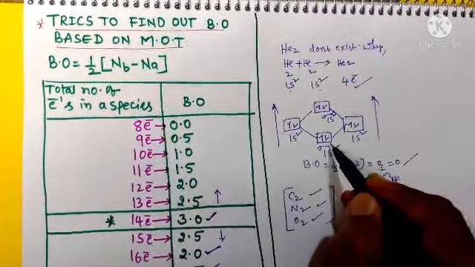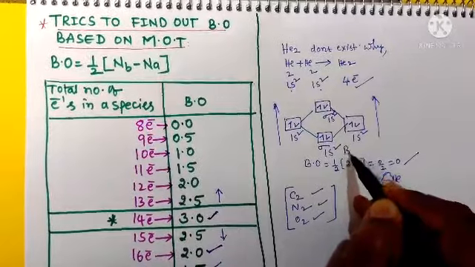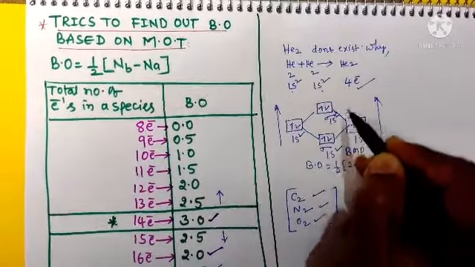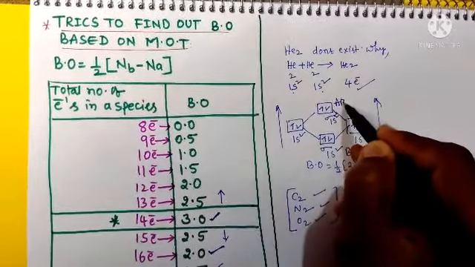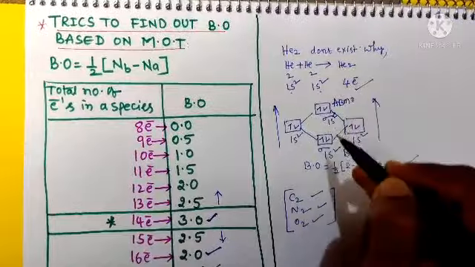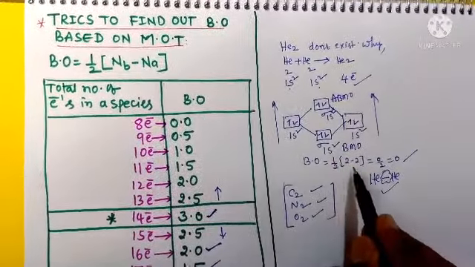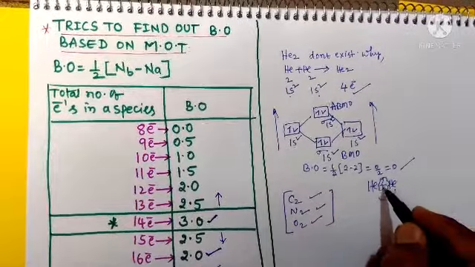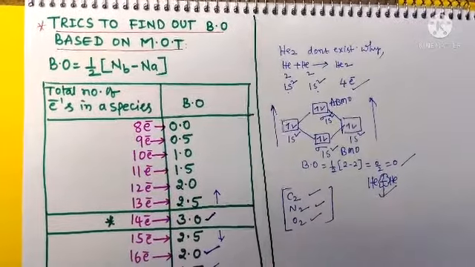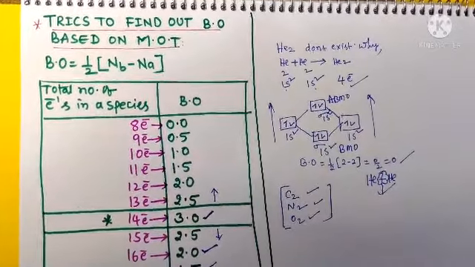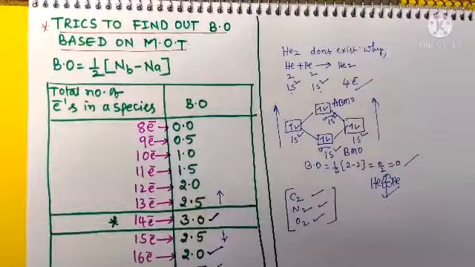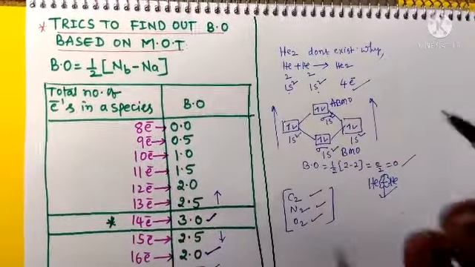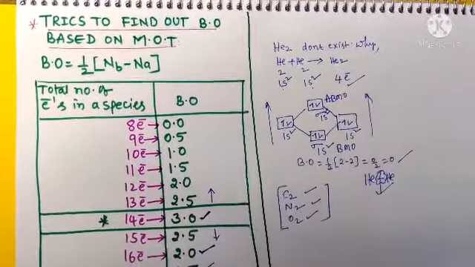The number of electrons present in bonding molecular orbitals and the number of electrons present in anti-bonding molecular orbitals are the same. Now by using these, the total bond order is 0. That's why there is no bond between helium and helium. Only weak van der Waals forces exist. That's why all the noble gases are monoatomic, because their bond order is 0.